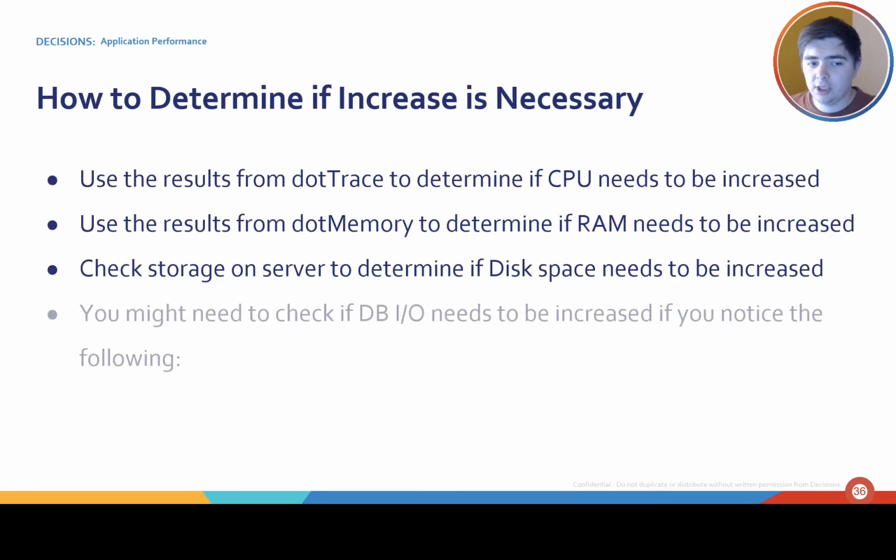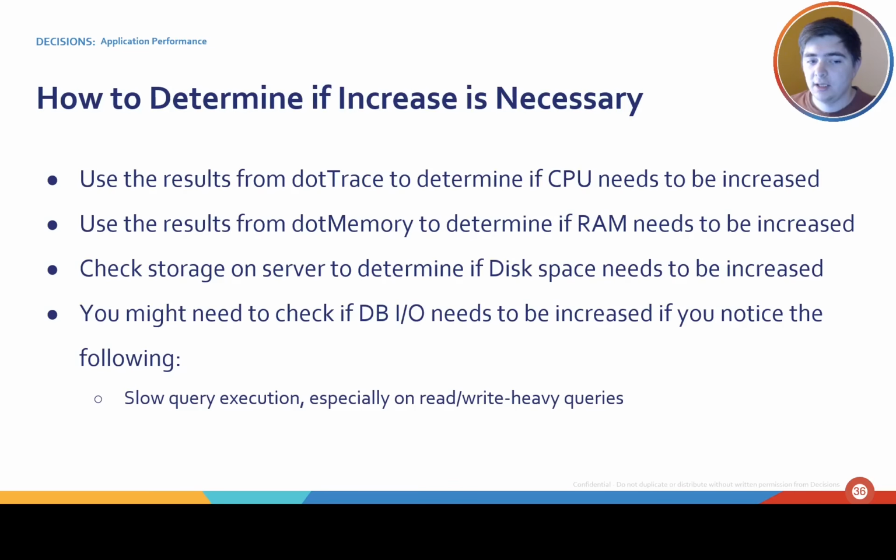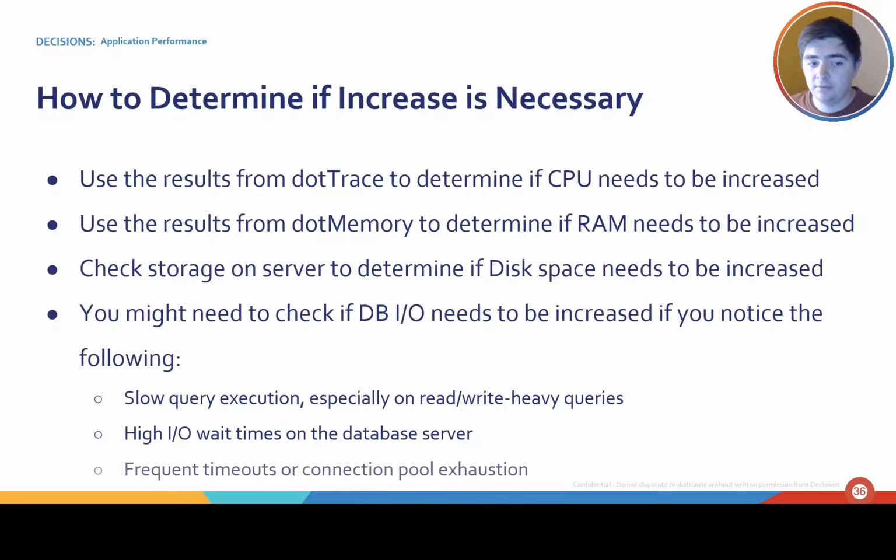And if you want to check if database input and output needs to be increased, you'll want to look for the following performance issues in your environment, such as slow query execution, especially on read and write queries, high input and output wait times on the database server, or if you notice frequent timeouts or connection pool exhaustion when you're trying to connect to that external database server. These are going to be the four primary resources that you'll want to keep an eye on.